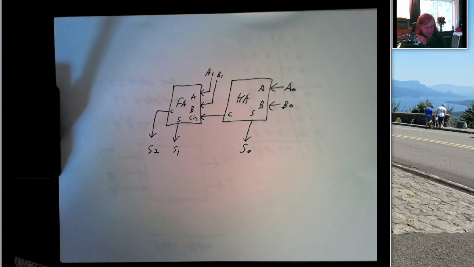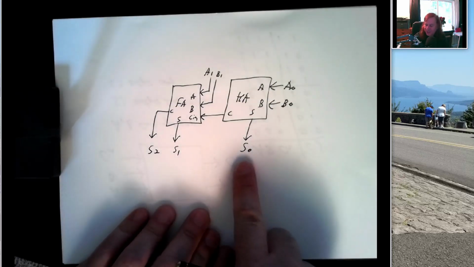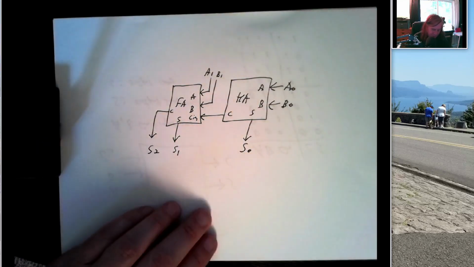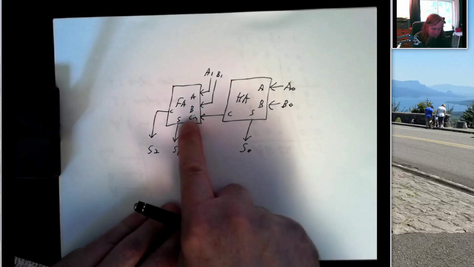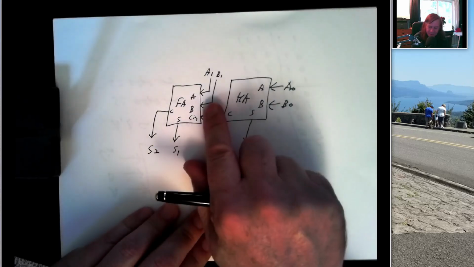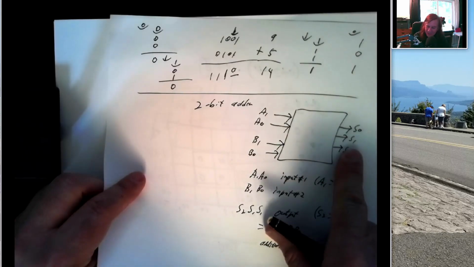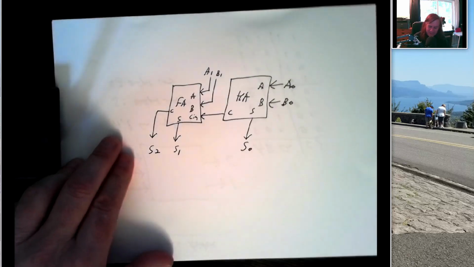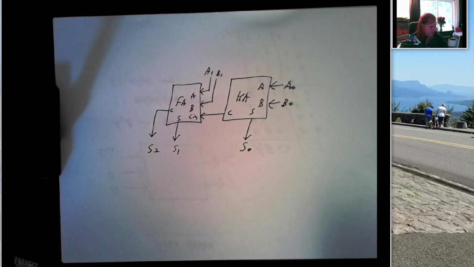If I take the least significant bits of A and B and put them into here, this sum coming out is the least significant bit of the sum. And then the carry coming from here, if I put that into the carry input of a full adder, and I add the most significant bits of A and B, the sum coming out of the full adder, that's that middle bit of my 2-bit sum, and the carry coming out of the full adder, that's the most significant bit of my 2-bit sum.